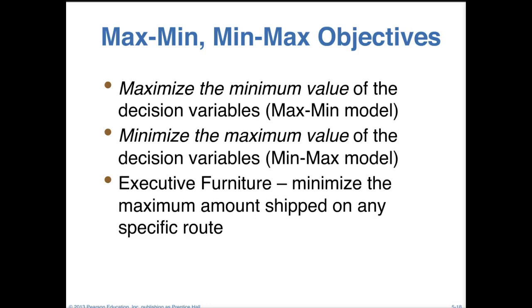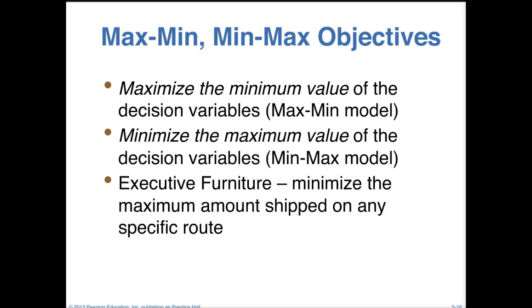All right, so for min-max and max-min objectives, when we do max-min, we want to maximize the minimum value of a decision variable. And when we want to do a min-max, we want to minimize the maximum value of a decision variable. In our example here, what we want to do is minimize the maximum amount shipped on any specific route. So that's the example we're going to use to explain what's going on.